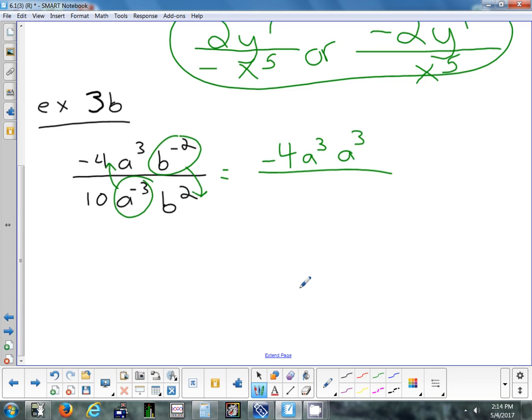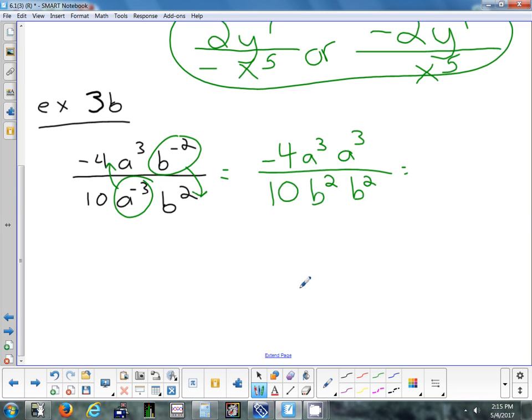Maggie, what's the first thing I'm going to write on the bottom? 10. Nice. Anything else on the bottom that doesn't need to move? B to the second power. What's coming down? B to the -2, which becomes b^2. All right, now, do I have any exponents with whole numbers? Yeah, I do, with the big numbers. There's a 1 there and a 1 there, but it's going to reduce to the same thing when I simplify it, okay?